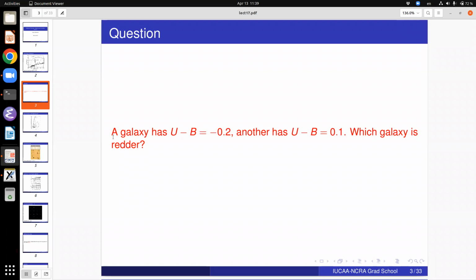Okay. Because always, another thing to remember is that whenever you write color in this form, you always write the shorter wavelength filter on the left hand side. U minus B, B minus V. You never do V minus B. Okay. You do R minus K, but never K minus R. That's just the convention, so that you know that a negative value will correspond to a bluer color in that filter, and a positive value will correspond to a redder color.